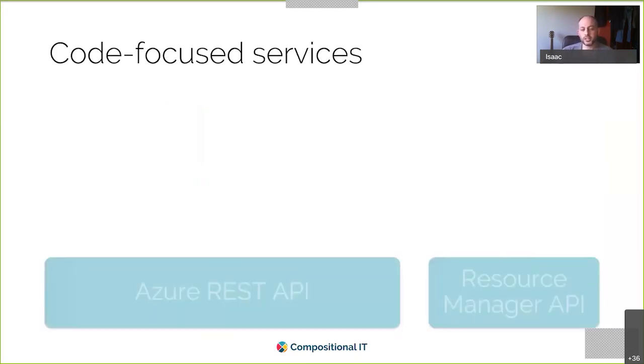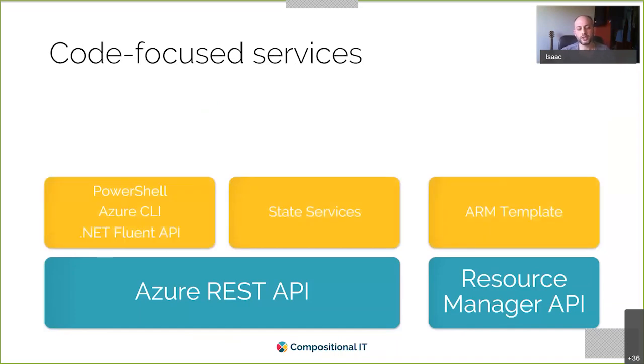In terms of architecturally how these sit, you can imagine that you've got this HTTP REST API here, and then you have PowerShell and the Azure CLI and the .NET Fluent API sitting above that, so they can call these endpoints for you in a nice way. Also, on the right, you have this Resource Manager API, which is a different set of services to the REST API on the left that is specifically designed to work with the ARM template. And one of the things this gives us is the ability to do what we call idempotent deployments.